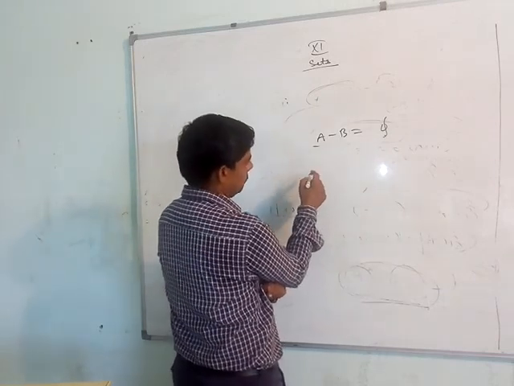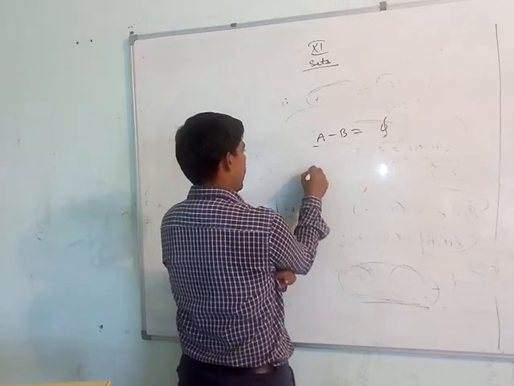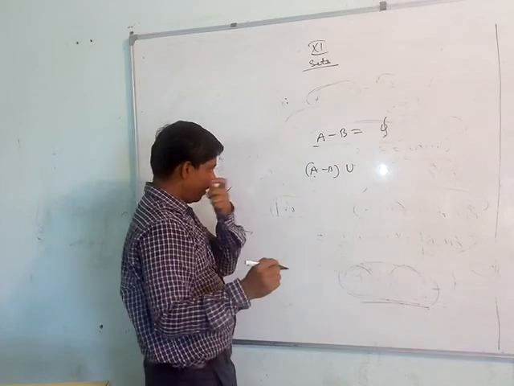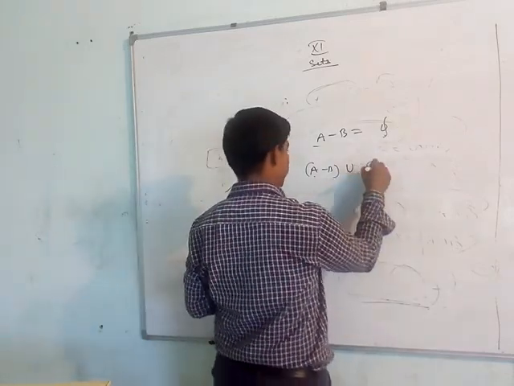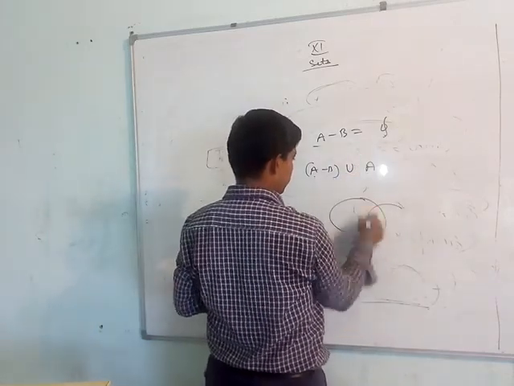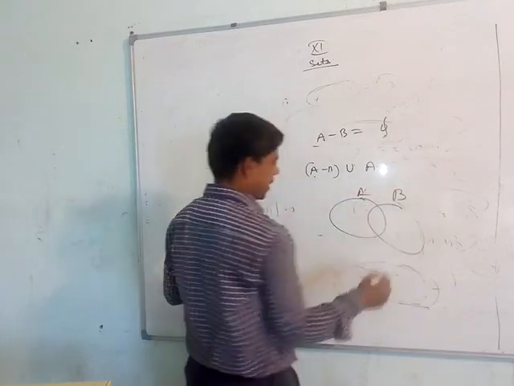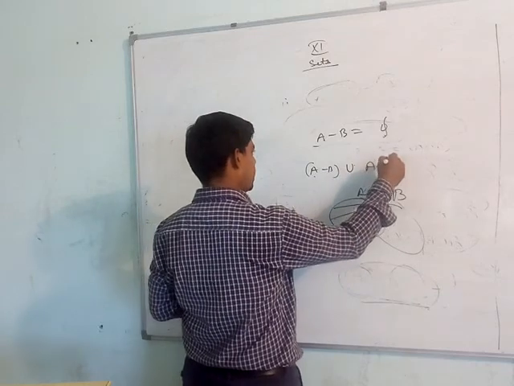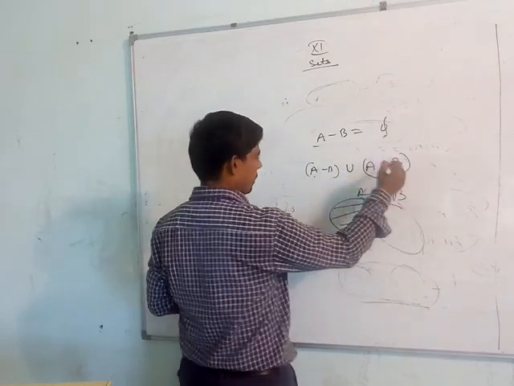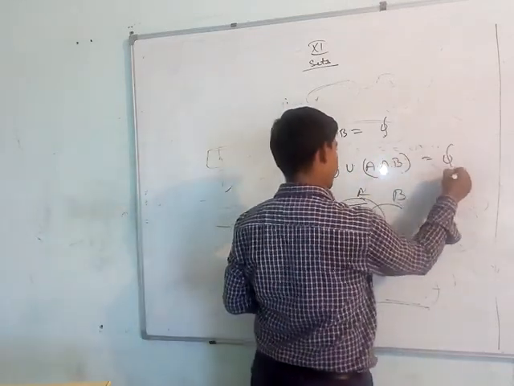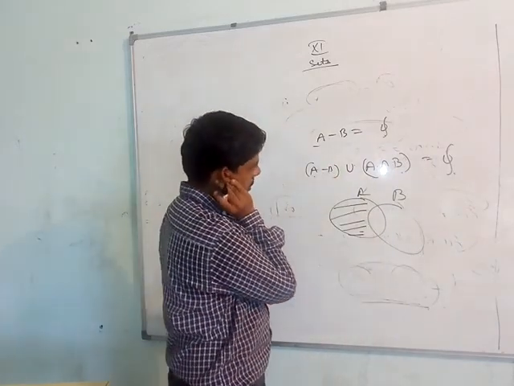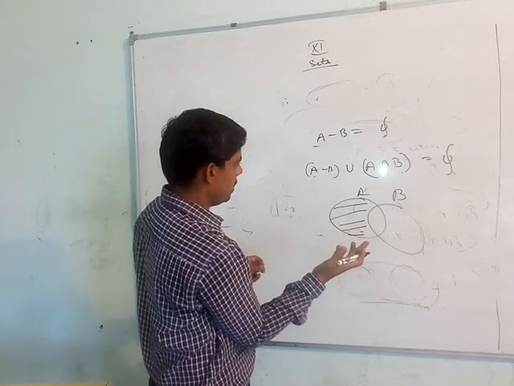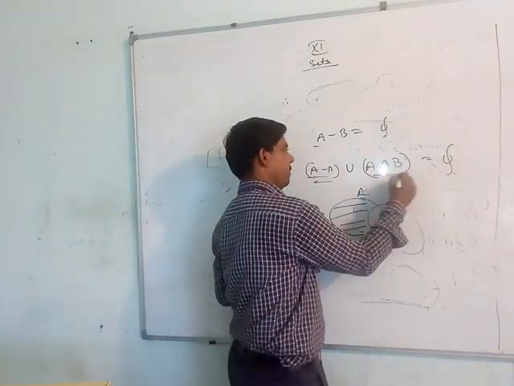We know that (A minus B) union (A intersection B) equals A. Suppose we assume that they are like this, A minus B. So what is A minus B? This part, right? Union A intersection B. This part is given to be the empty set. So when the union of two sets is the empty set, that means they are disjoint sets.